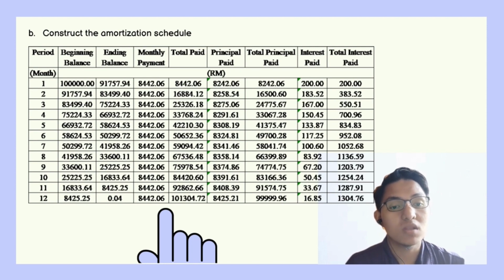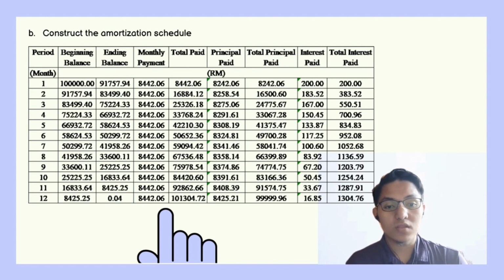For the principal paid for period 1 or month 1, how to get it? We're going to use the formula monthly payment minus interest paid. For example, in period 1 or month 1, 8,442.06 minus 200, and we get principal paid for month 1 is 8,242.06.